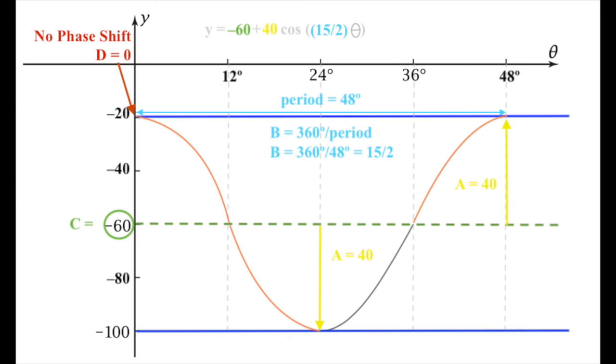And this turns out to be your equation. Y equals -60 plus 40 cosine of 15 over 2 theta. That's how to do that.